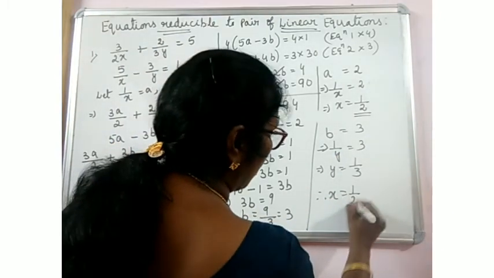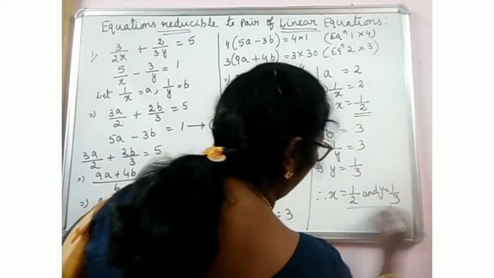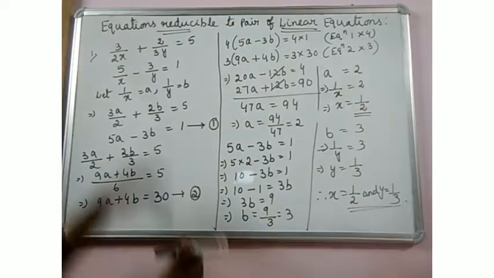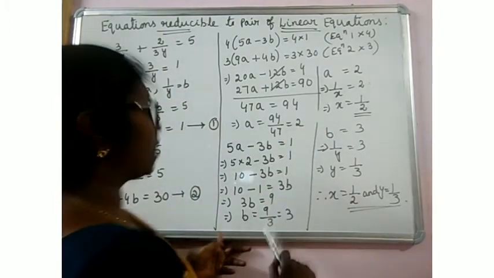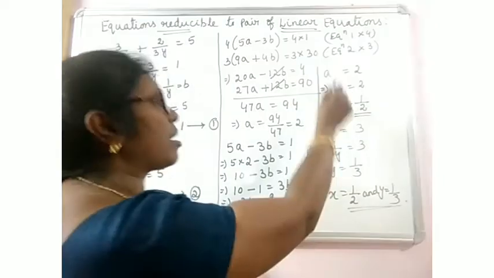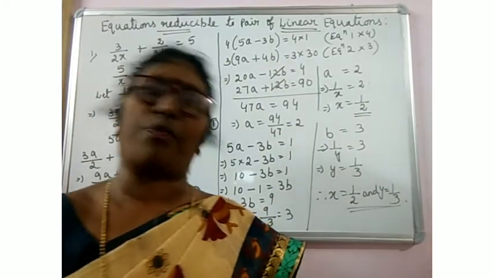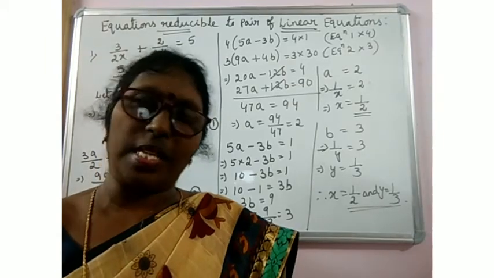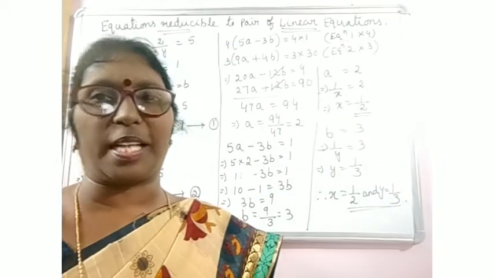Therefore, x is equal to 1 by 2 and y is equal to 1 by 3. Only 1 by x and 1 by y were taken as a and b. That's why we got the values of a and b. Don't show that, because in the question a and b are not there. We have to find the values of x and y. I hope this is clear to you. And a little more complicated one, let me do for you and show you.